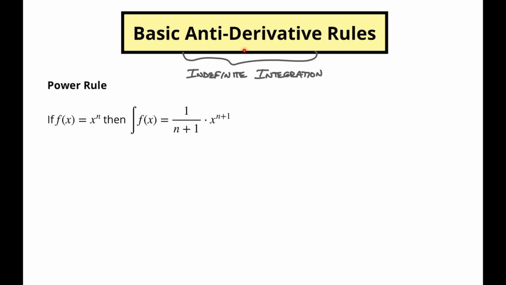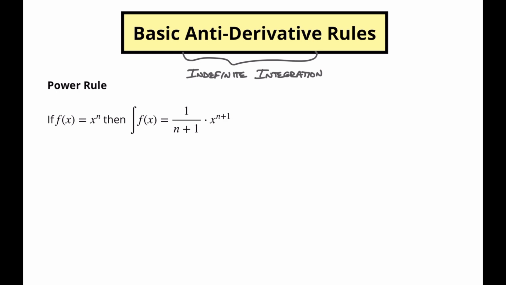So now let's focus on some of our basic rules. The first one that we've already talked about in our previous video is called the power rule. And that says if your function that you're integrating is x to the nth power, then the integral of that function is going to be 1 over n plus 1 times x to the n plus 1 power.